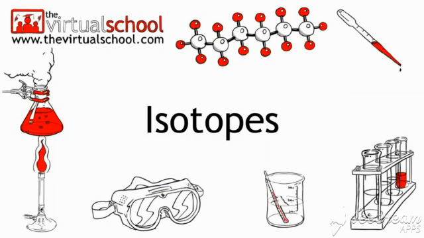Isotopes. Isotopes are atoms or elements that have the same atomic number but differ in mass number due to difference in neutrons.